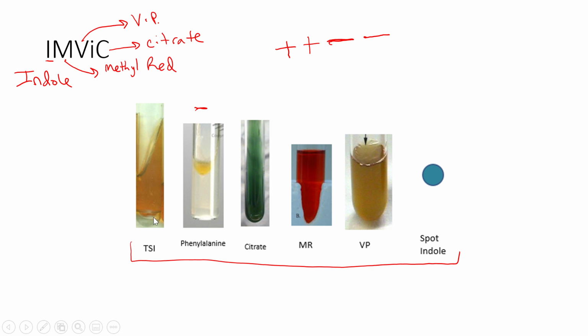And then we have the TSI slant. So the TSI, triple sugar iron, tests for the ability of the microorganism to use certain types of sugars, and also tests for the presence of H2S production and gas production. When we score a TSI slant, we do the slant over the butt, and we divide it right here. In the bottom part, we have glucose, and in the top, we have sucrose and lactose.